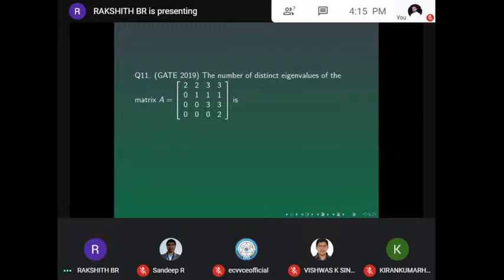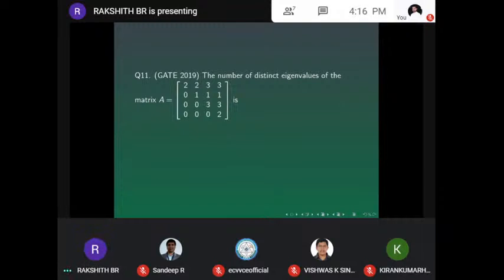Now question number 11, taken from your GATE 2019. We are supposed to find the number of distinct eigenvalues of the matrix A, given as follows: 2, 2, 3, 3, 0, 1, 1, 1, 0, 0, 3, 0, 0, 2. You have come across this familiar matrix while we were discussing matrices. It is called an upper triangular matrix.